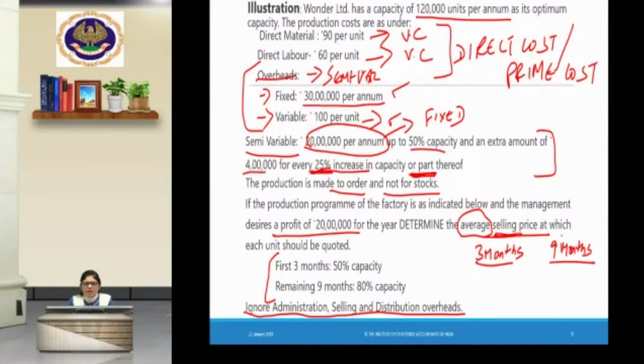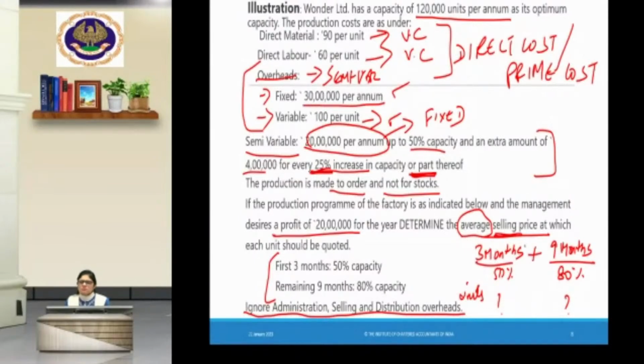Can you tell me the production units at 50% capacity and at 80% capacity? Please tell me the units. For the first 3 months, the factory will be operating at 50% capacity. For the remaining 9 months, it will be operating at 80% capacity. Let me see who can calculate. Please give me the units at 50% capacity for the first 3 months and 80% capacity for the next 9 months. So the total will make out to 1 year.